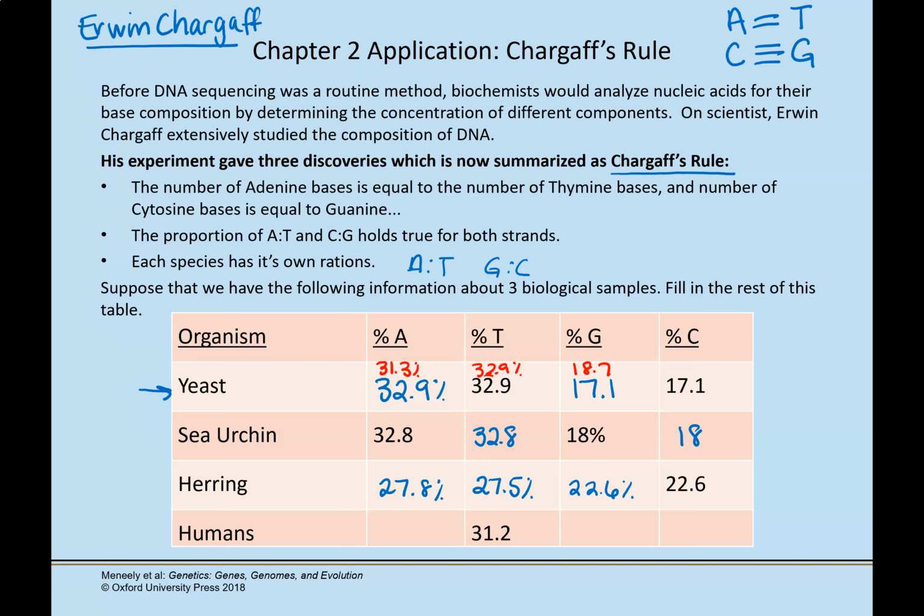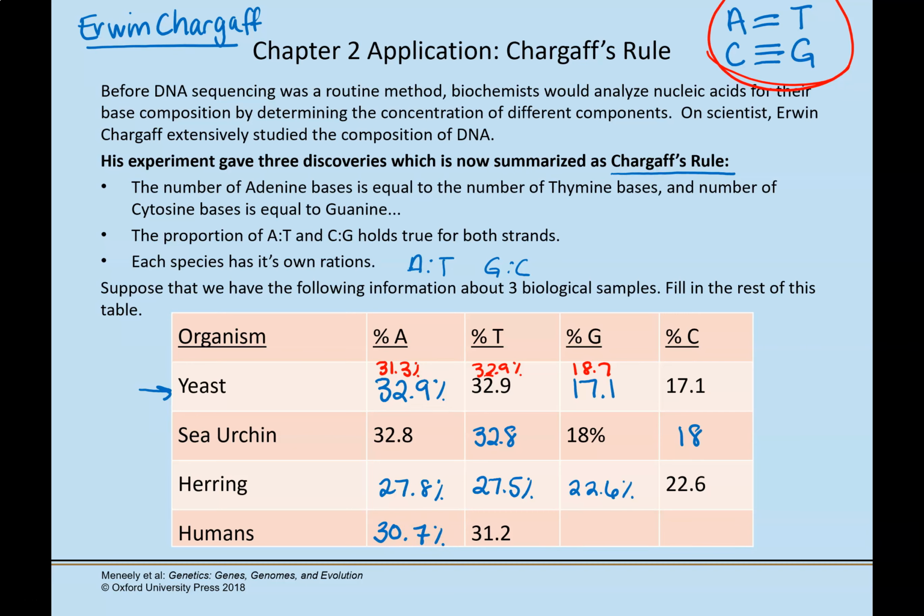So I'm sort of moving back and forth between estimating and actually using Chargaff's Rule experimental numbers. Just keep in mind that your adenine is always going to equal or roughly equal thymine. Cytosine is always going to roughly equal guanine. So then for humans, if we have 31.2% thymine, then we're going to have roughly 31.2% adenine. Chargaff's actual percentage was 30.7.